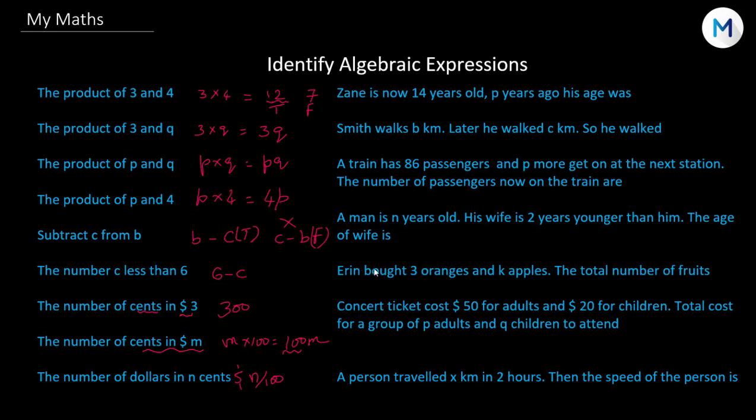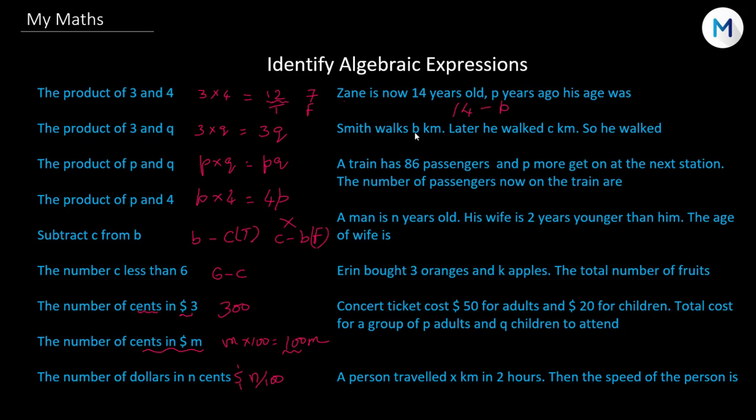Now let us go further and see how algebraic sentences are converted to algebraic expressions. Here the age of Jane is 14 years, and P years ago means before P years. Suppose now my age is 14 years. 2 years ago my age was 12 years, so 14 minus 2. We have to observe that, and then write 14 minus P. So P years ago, her age is 14 minus P.